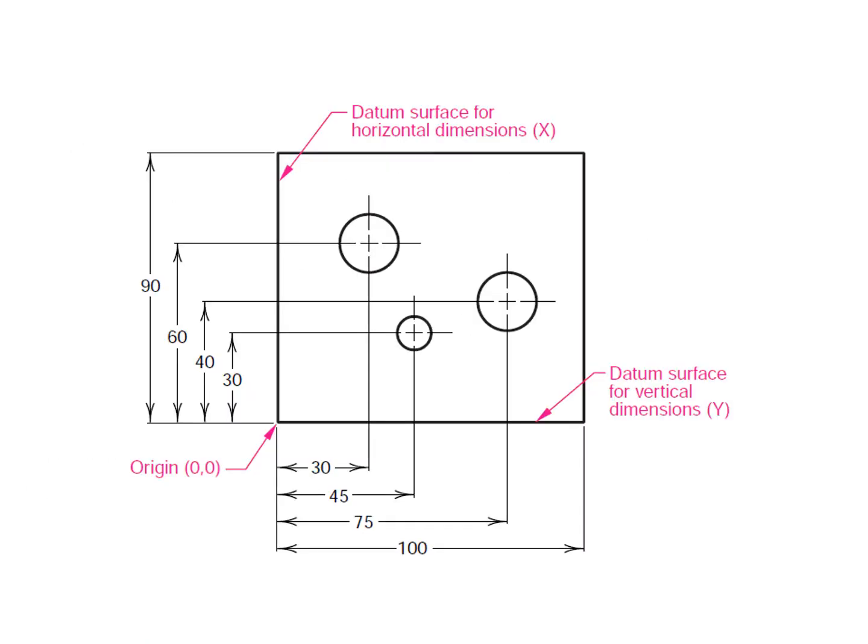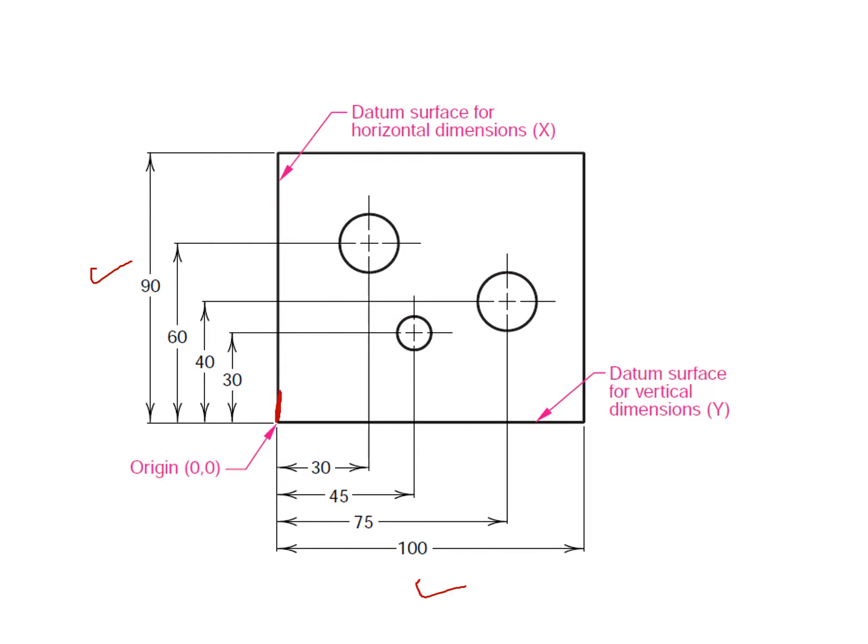So this is an object that is being dimensioned, and as you can see, there are two types of dimensioning. One is the vertical dimensioning right here, and the other is horizontal dimensioning. And if you look at the horizontal dimensions, that is done from this edge.